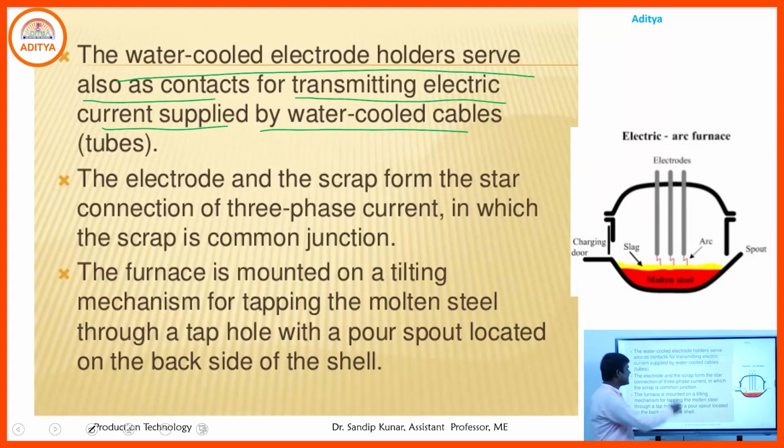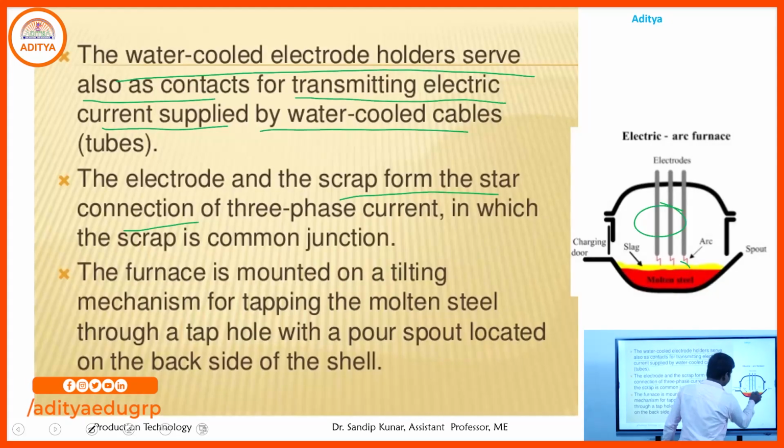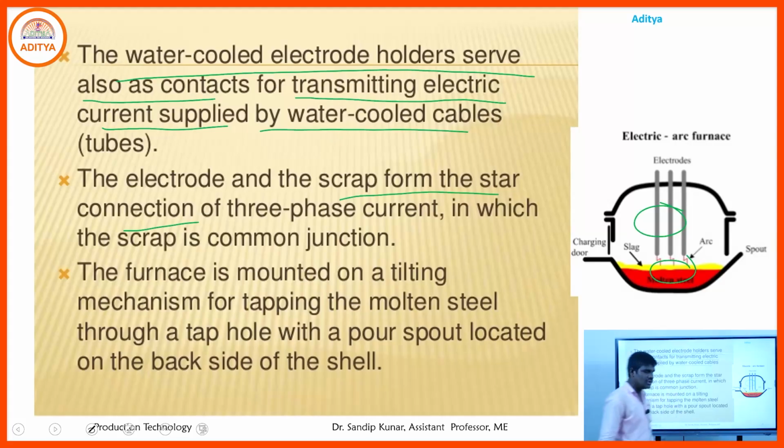Also, the electrodes and the scrap form a star connection of the 3 phase current. The electrodes and the scrap in that zone form the star connection, and the scrap is present as a common junction.